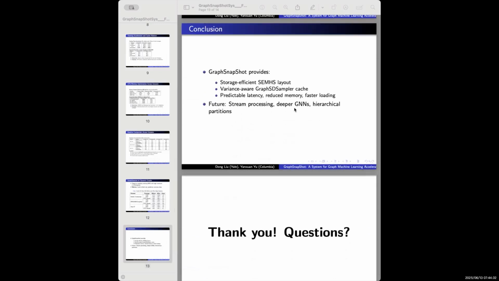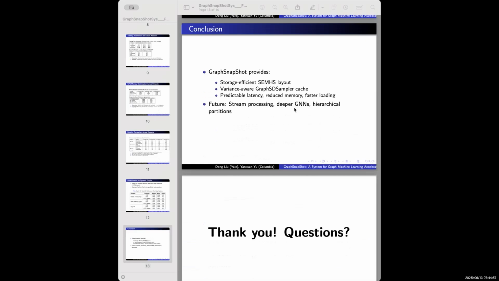Our conclusion is drawn here. To summarize, our GraphSnapShot system introduces a storage-aware and cache-efficient system for graph training. It provides fast slab-based disk access. It also adapts caching based on the workload and is stateless.